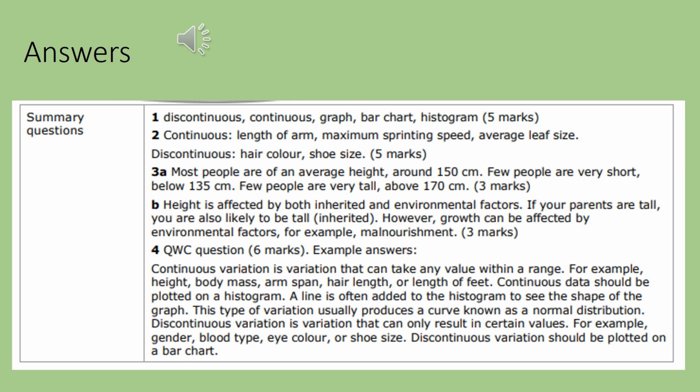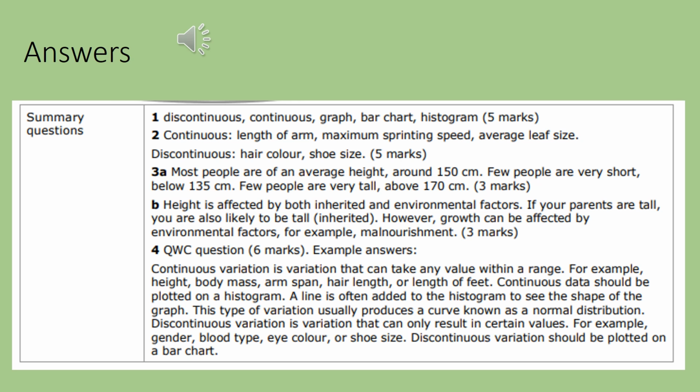So for the first 5 marks, you needed to have discontinuous, continuous, graph, bar chart, histogram. Question 2, continuous, length of arm, maximum sprinting speed, average leaf size. For discontinuous, hair colour and shoe size.